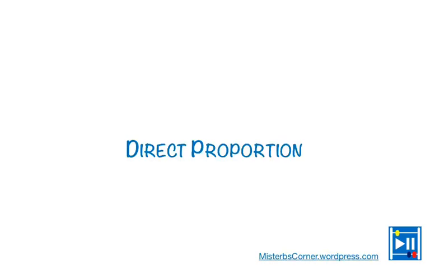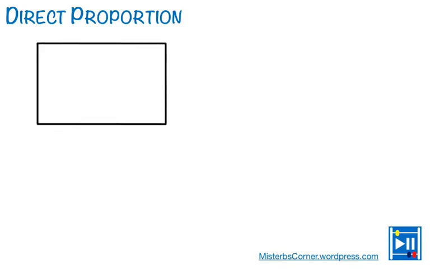Hi, in this video we are going to work on direct proportion. So basically, two unknowns are in proportion when they are written in a formula. For example, let's consider a rectangle, alright? This is the length and this is the width. Now, the area for the rectangle is length times width, right?